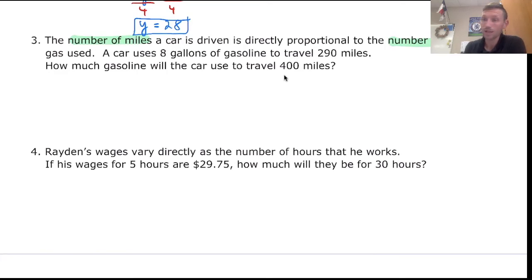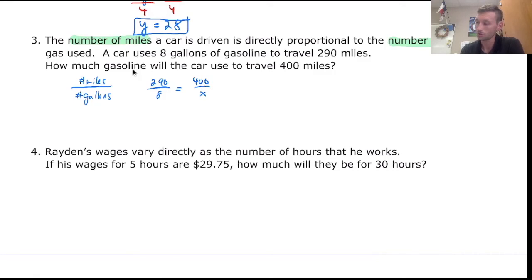So first off, just write your proportion how you want to write it out. So I'm going to put miles in the numerator and I'm going to write gallons in the denominator. You could flip it if you want. You just have to be consistent on the left side and the right side of the equal sign. So here, if I have miles in the numerator, I know when they went 290 miles, they used 8 gallons. So I've got 290 over 8 is equal to 400 miles over how many gallons of gasoline? It's unknown, so we'll just say that's X.